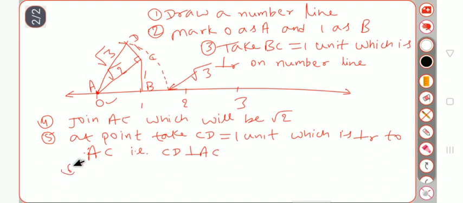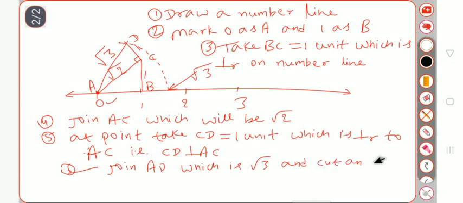Now next step is join AD, which is root 3, and cut an arc of length AD on number line.